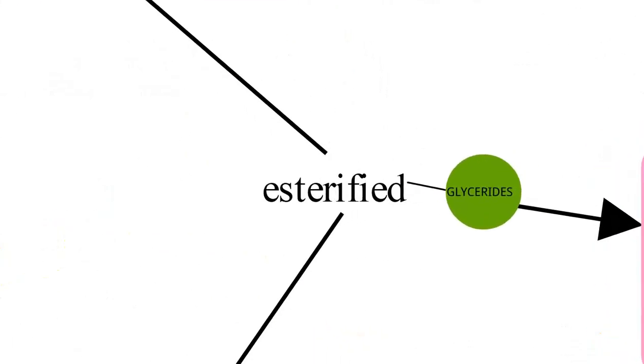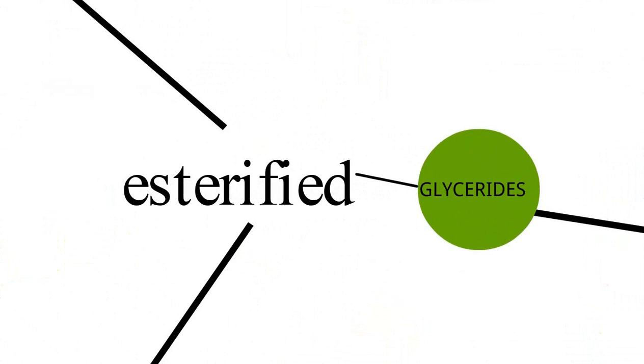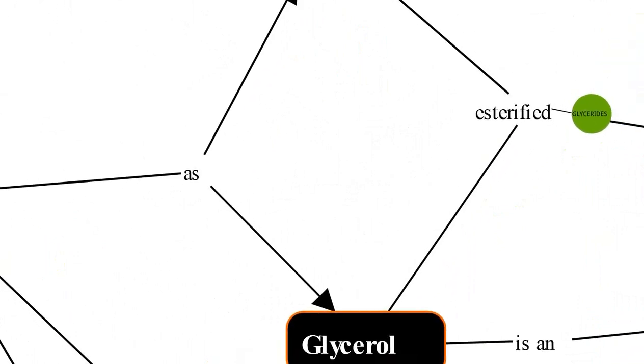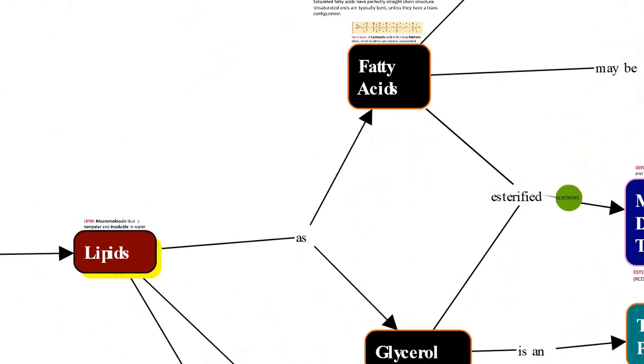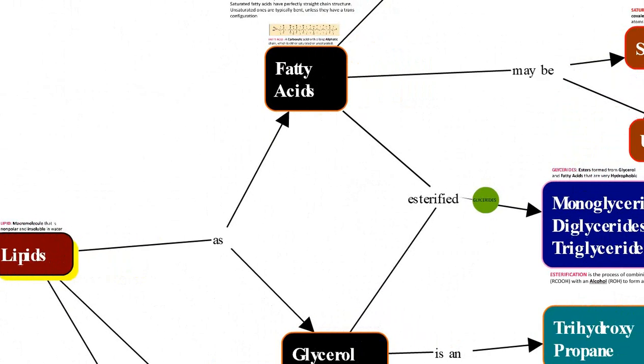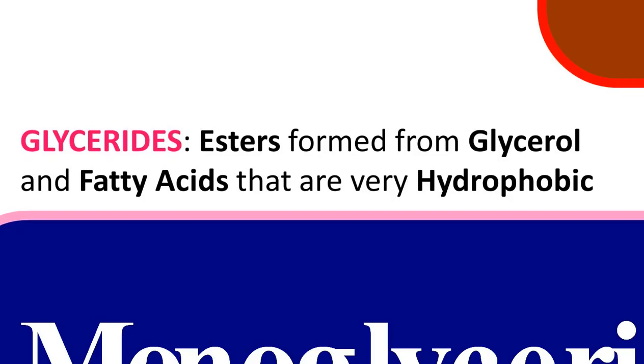That means as a glyceride, and this glyceride is the esterified product of both glycerol as well as fatty acid. Coming to the definition of glyceride, these are the esters formed from glycerol and fatty acid that are very hydrophobic in nature. So these are the esters.